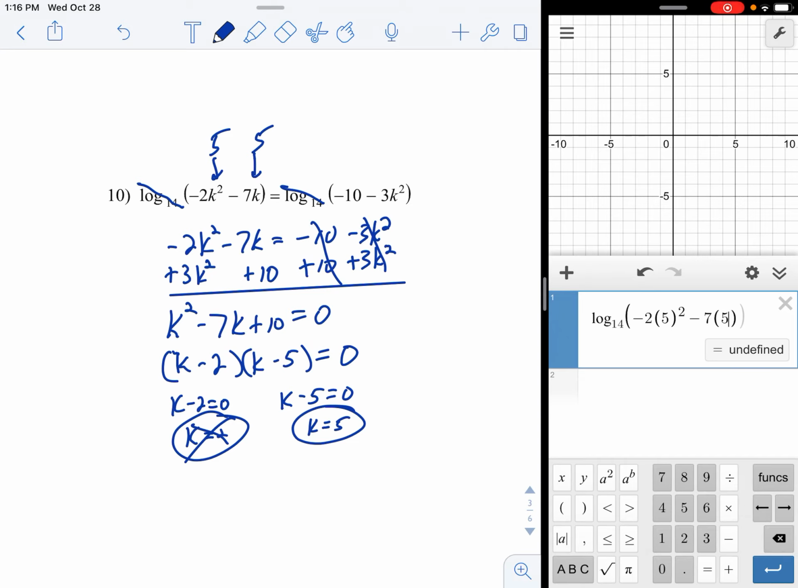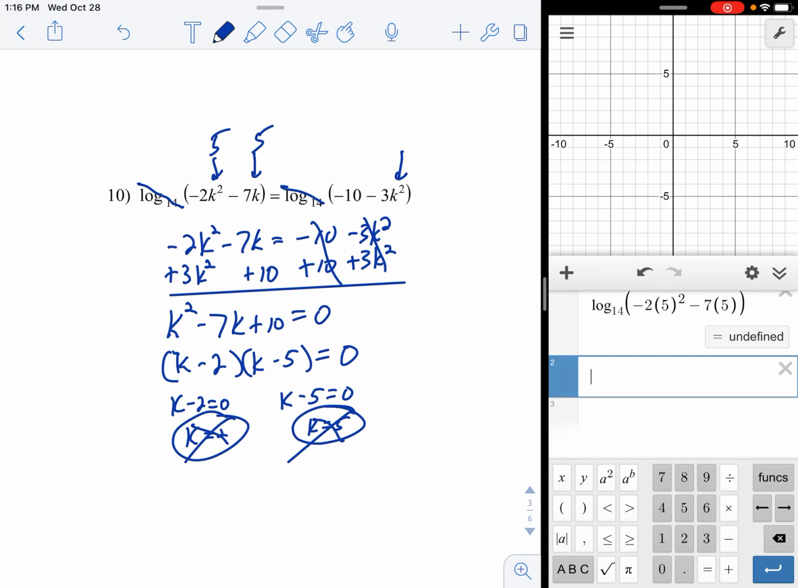And again, undefined. There we go. Now let's say this wasn't undefined. Let's say it worked out to give you an actual answer. Well, you'd still have to plug it in here to double check. So just for the sake of thoroughness, I'm going to do that.